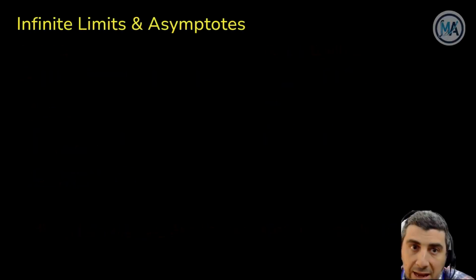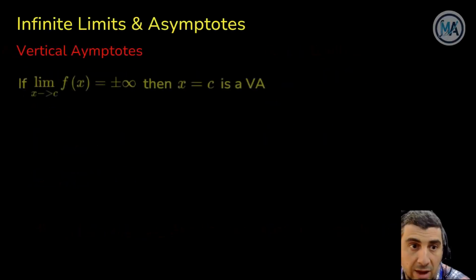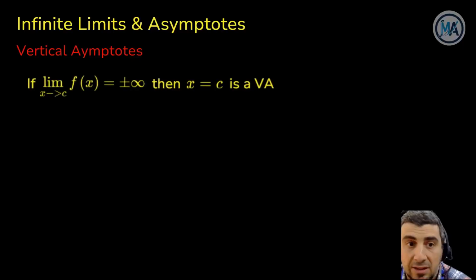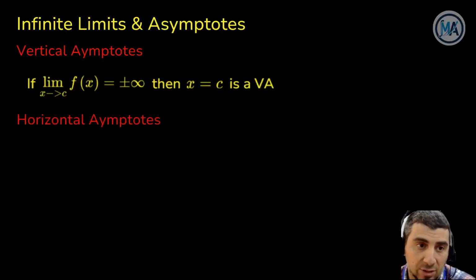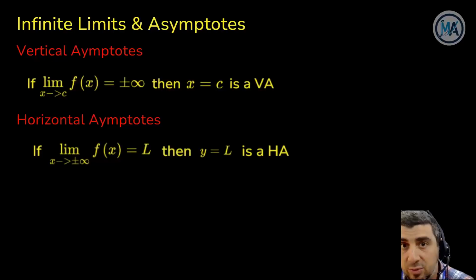Infinite limits and asymptotes. First, we have vertical asymptotes. If the limit as x approaches c is either positive or negative infinity, then x equals c is said to be a vertical asymptote, and you'll typically graph that as a vertical dotted line. Now, for horizontal asymptotes, if you take the limit as x approaches positive or negative infinity and you get a finite value, we'll call it L, then y equals L is said to be a horizontal asymptote of that graph.